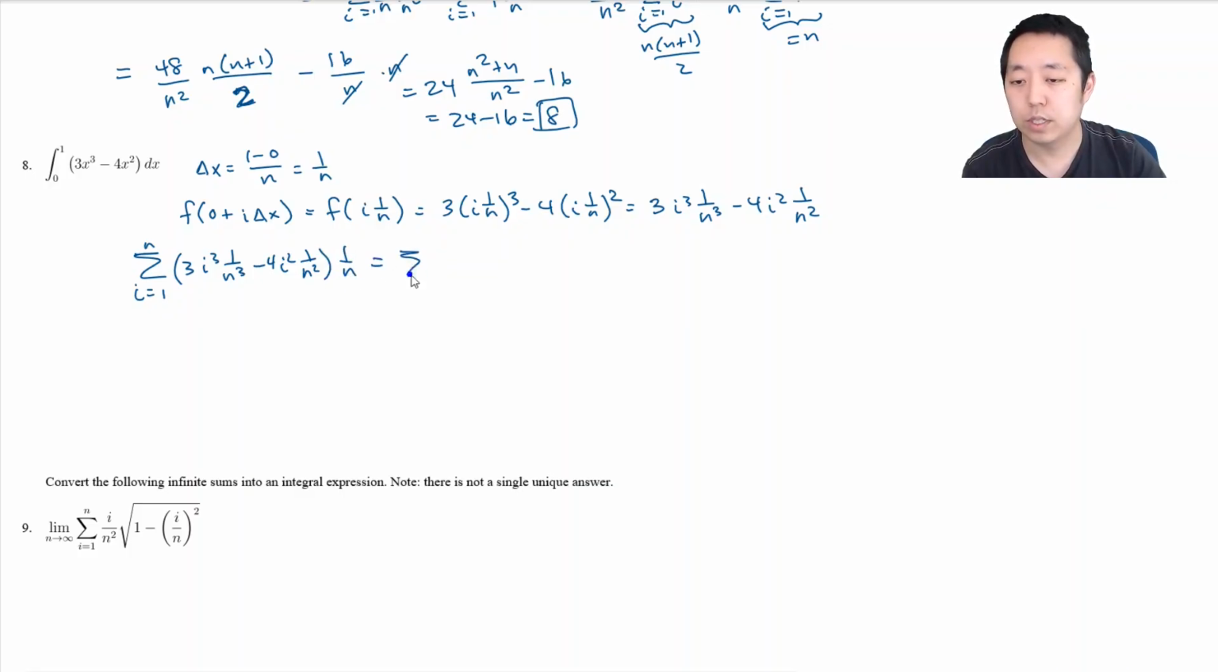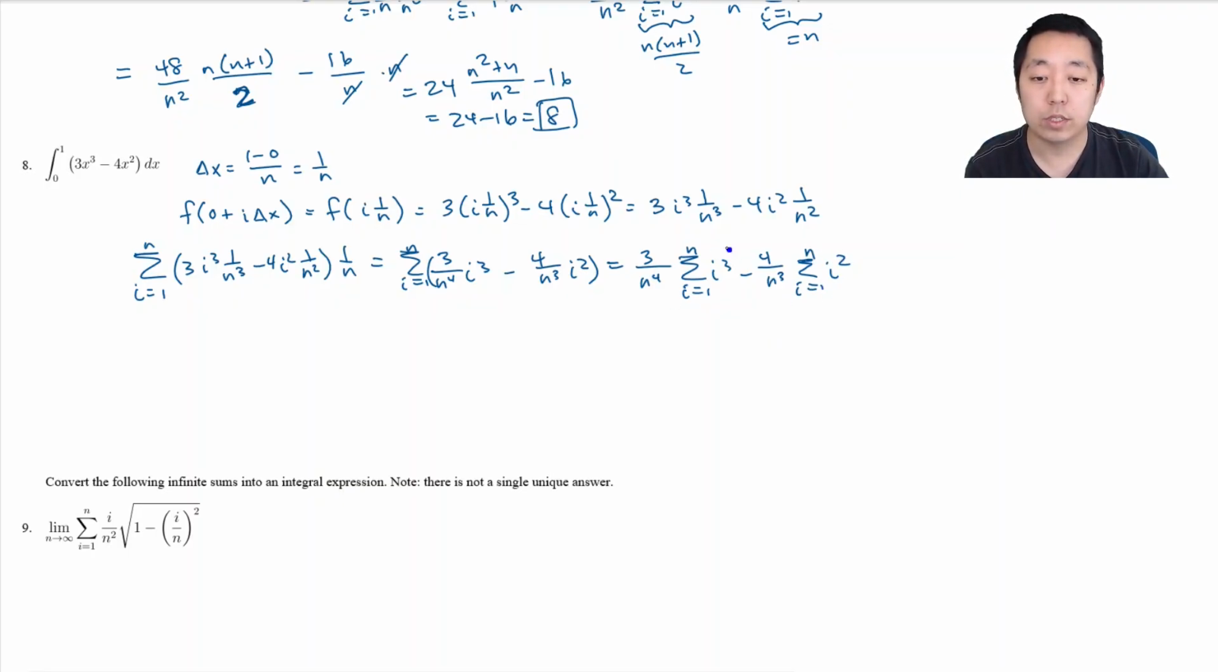So this is going to be sum from i equals 1 to n, 3 over n to the fourth, right? Because I'm going to have this 1 over n times i cubed minus 4 over n cubed i squared. And so I'm going to break these into two different sums and factor out anything that doesn't have an i in it. So it's 3 over n to the fourth sum from i equals 1 to n i cubed minus 4 over n cubed sum from i equals 1 to n of i squared.